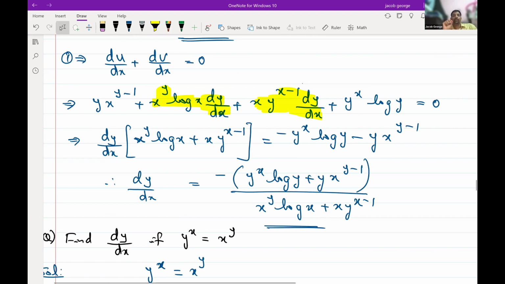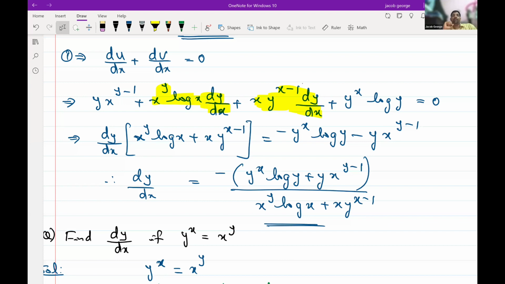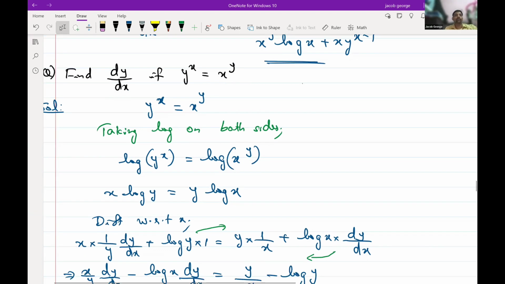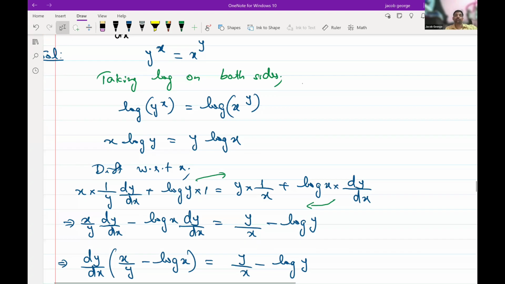Another important pattern is this one. Find dy by dx if y raised to x equals x raised to y. Here also we have to take log on both sides. Like this, equating two expressions also, we take log on both sides if it is a variable raised to another variable. Then x log y is y log x. Left hand side is done by product rule. x into derivative of log y, that is 1 by y into dy by dx, plus log y into 1, equal to the right hand side by product rule: y into 1 by x plus log x into dy by dx.